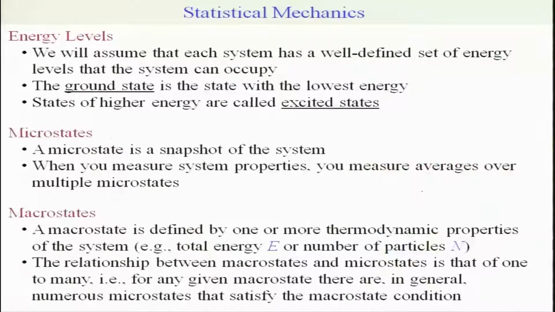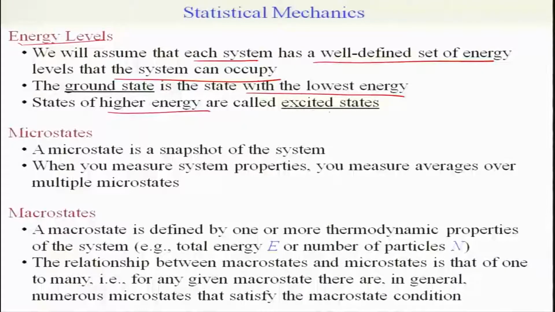We will come to the details of what is a microstate and a macrostate and so forth in the next few slides. Let me first go through the basic definitions of various terminology which we use in statistical mechanics. We will start with the energy levels. We will assume that each system, a molecular or atomic system, has a well defined set of energy levels that the system can occupy. The ground state is the state having the lowest energy. States of higher energy are called excited states.